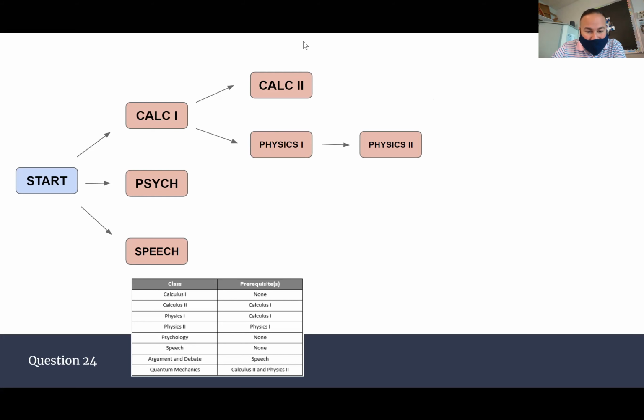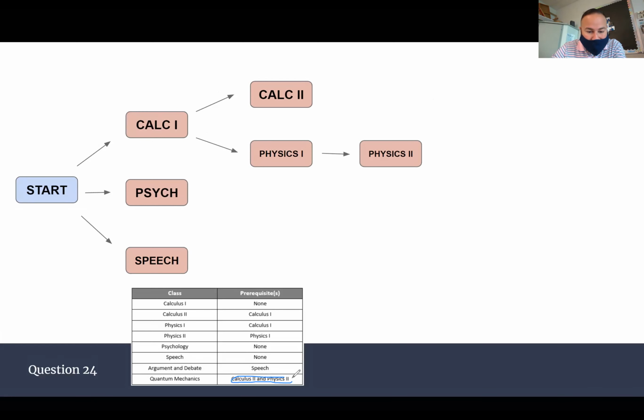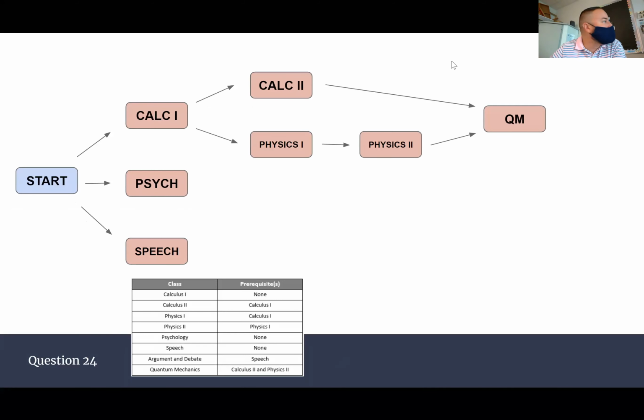Now I have both of these classes down here. They're prerequisites for quantum mechanics, so both of those should have arrows going into quantum mechanics. So you'll have something that looks like that. And I just use abbreviations on these as much as possible.